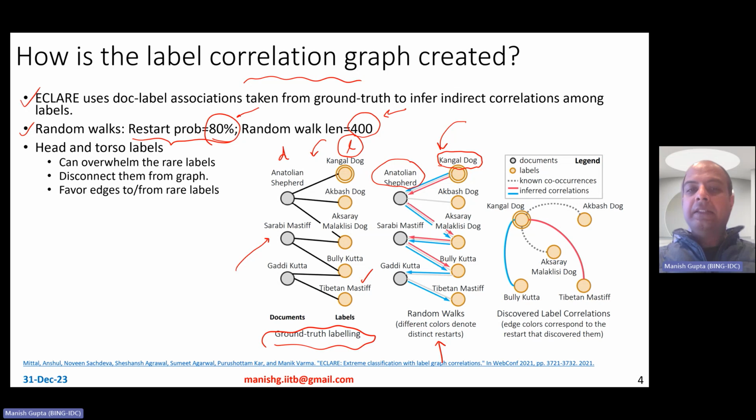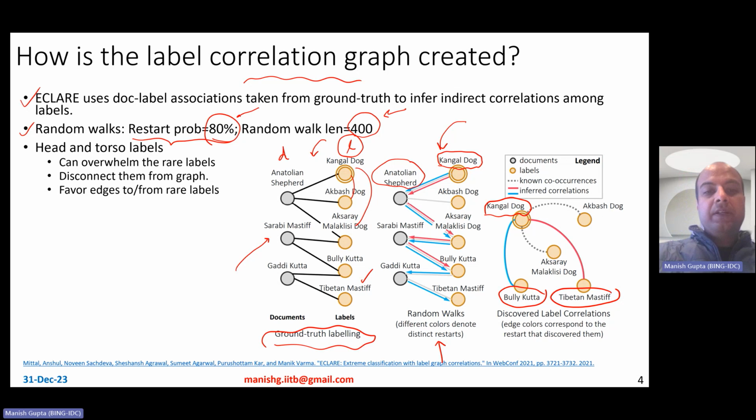Originally, this node, Kangal dog, would be associated with only two different labels, this one and this other dog label. But thanks to these random walks, you're able to get correlations with more labels, Bully Kutta and Tibetan Mastiff. That gives you more correlations with more labels, basically densifying the label correlation graph.